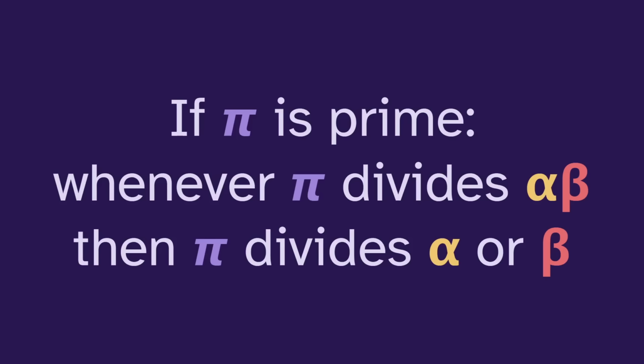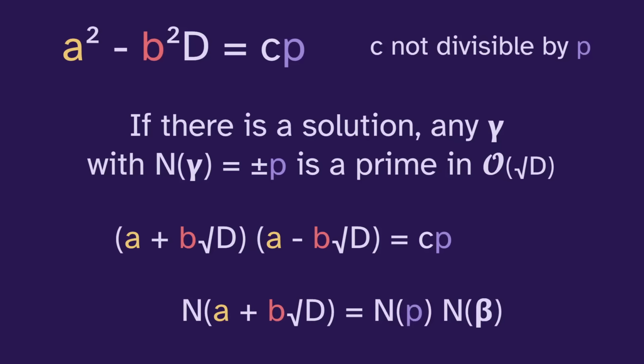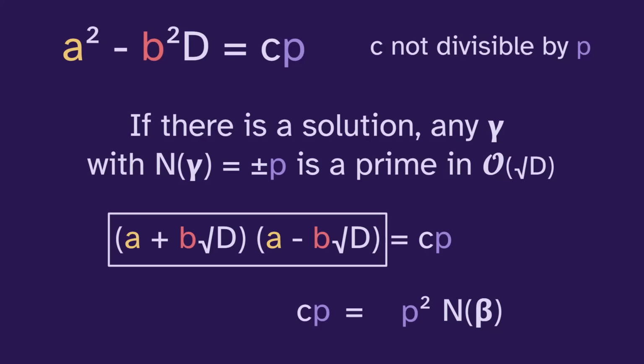I previously gave this definition of a prime. If pi is a prime, then whenever pi divides alpha beta, then pi divides alpha or beta. P divides the left side, so if P is a prime, it should divide one of those two terms. But it doesn't. For example, if P divides A plus B root D, if that's P times some beta, then the norms of each side should be equivalent, but the norm of P is P squared, and the norm of the left side is CP, where CP isn't divisible by P squared. So the right but not the left is divisible by P squared. We've reached a contradiction. So neither of these two terms are divisible by P, but their product is divisible by P, which means P is not a prime.